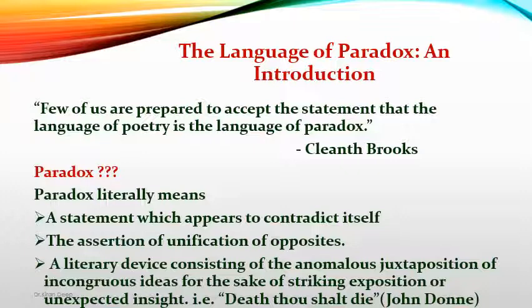And to be more specific in explaining paradox as a literary device, it is interpreted as a literary device consisting of anomalous juxtaposition of incongruous ideas for the sake of striking exposition or unexpected insight. That means, in paradox, two opposing ideas are put together just to give an unexpected or striking effect or impression to that idea. For example, from John Donne's poem, "Death, thou shalt die." So this statement is in the form of paradox.